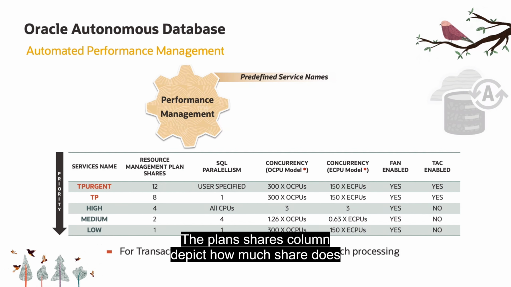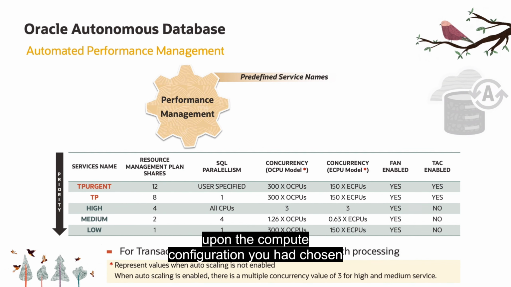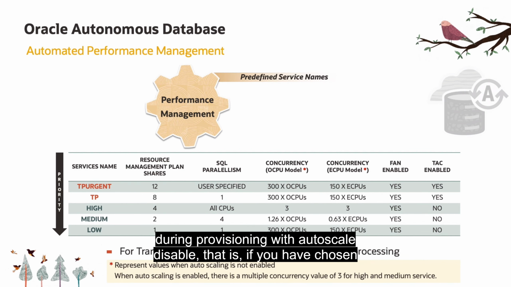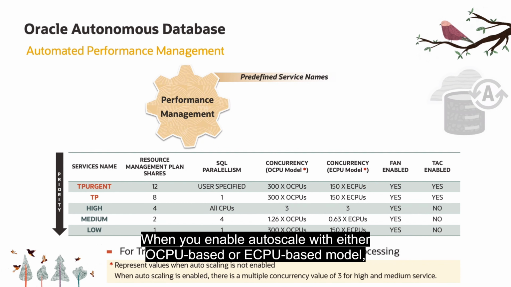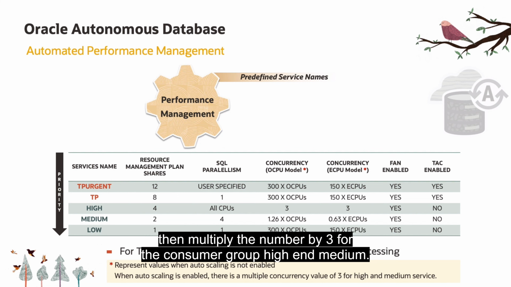The plan shares column depicts how much share one consumer group has over the other. For example, high consumer group can use up to 2 times more resources than medium consumer group and 4 times more resources than low consumer group. The red asterisk indicates what the concurrency value will be depending upon the compute configuration you have chosen during provisioning with autoscale disabled. That is, if you have chosen OCPU based model or eCPU based model. When you enable autoscale with either OCPU based or eCPU based model, then multiply the number by 3 for the consumer group high and medium.